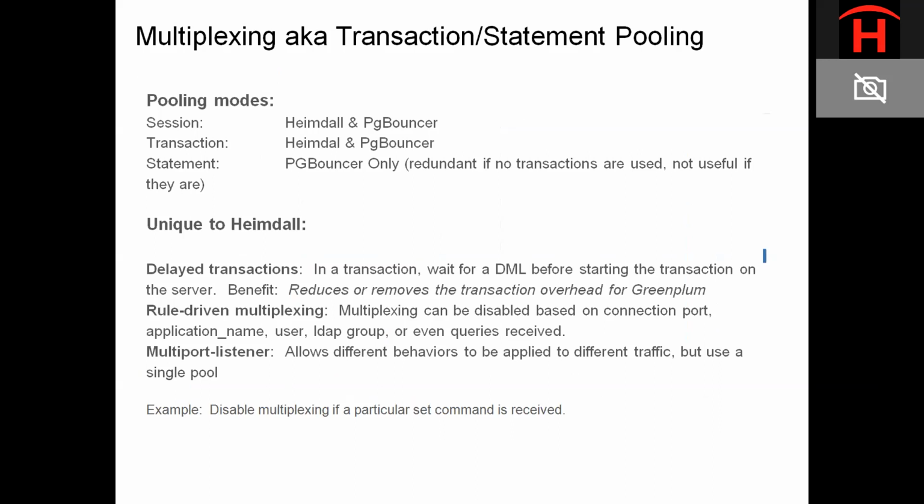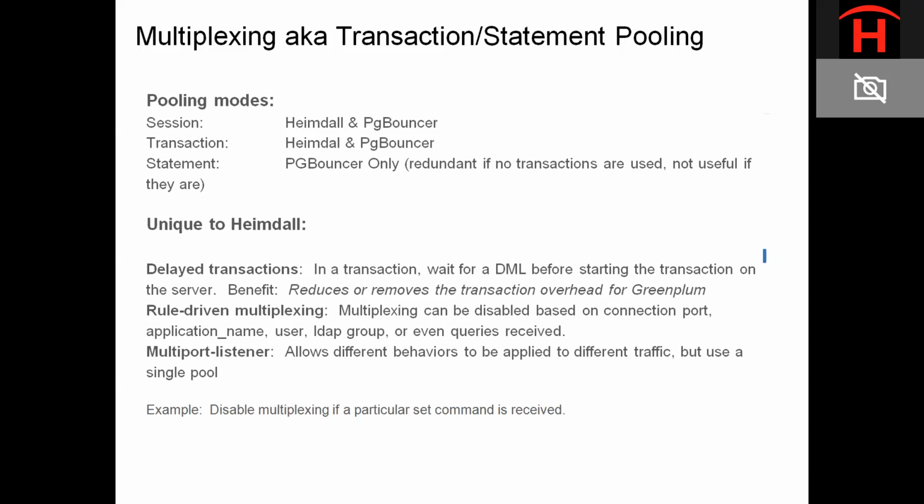So we've kind of discussed this. Multiplexing, aka transaction, statement, and pooling. It's supported by both PG Bouncer and Heimdall, but there are a couple more features. The first one is delayed transactions. If you've ever worked with a lot of application frameworks, ORMs, you may find that many of them do everything in a transaction. You simply can't run even a select without starting a transaction, then you do the select, and then you can either do a commit or a rollback.